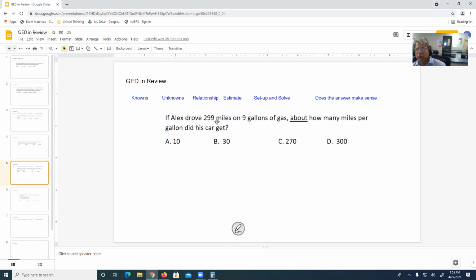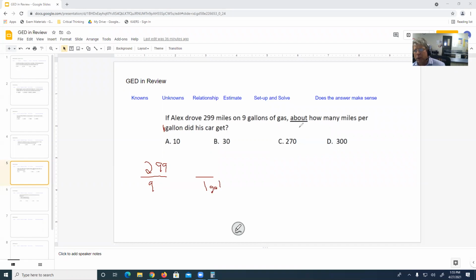Well, notice 299 miles on 9 gallons is again that ratio language. So I can write that as 299 miles per 9 gallons, like that. And notice what we want to know is how many miles per gallon. So that really just means per 1 gallon. So really what they're looking for is a unit rate. Instead of 9 gallons, they want this to become 1 gallon.